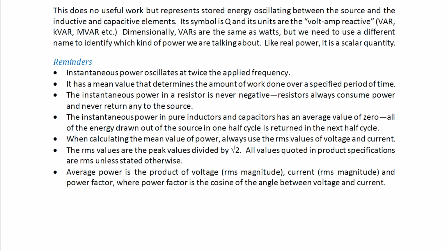When calculating the mean value of power, always use the RMS values of voltage and current. The RMS values are the peak value divided by root 2. All values quoted in product specifications are RMS unless stated otherwise. Average power is the product of the voltage RMS magnitude, current RMS magnitude, and power factor, where the power factor is the cosine of the angle between the voltage and the current.